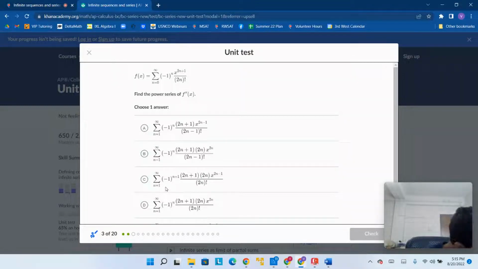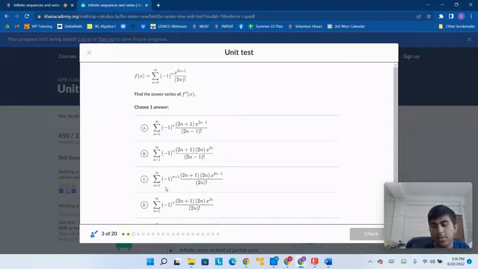So we take the derivative of this first one, that's going to give you ln of the absolute value of negative 1, which is ln of 1, which is 0. So that's going to cancel out. So the only part you are going to get is going to be the x to the 2n plus 1. So you have 2n plus 1 times x to the 2n over 2n factorial times negative 1 to the n.